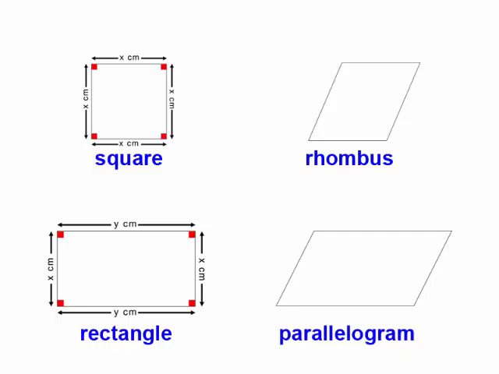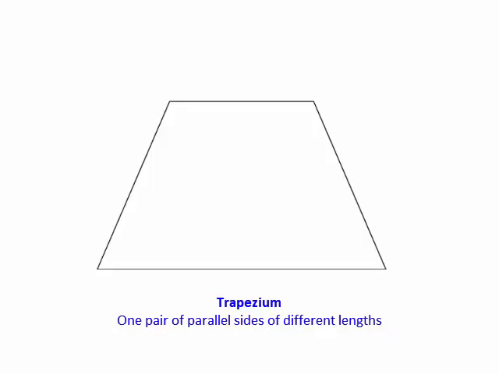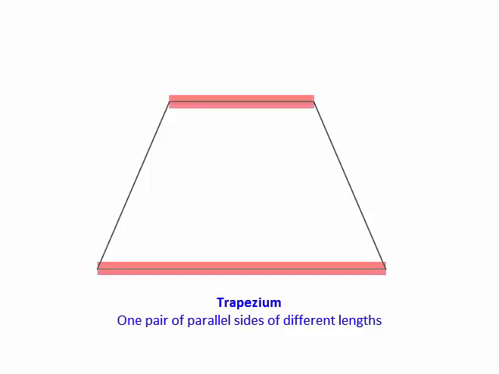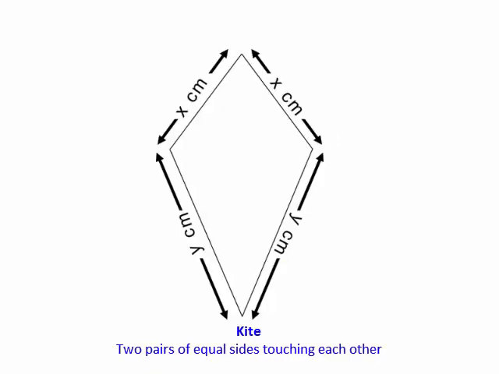And here is a squashed rectangle or parallelogram with two pairs of equal sides, the opposite angles are equal and the opposite sides are parallel. You must be aware of the properties of these shapes and the differences between them. This shape is a trapezium, and it has one pair of parallel sides of different lengths. And this shape is known as a kite, and a kite has two pairs of equal sides touching each other.